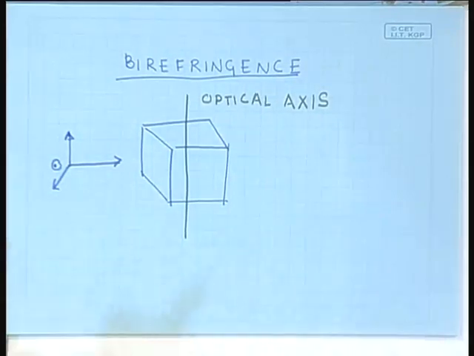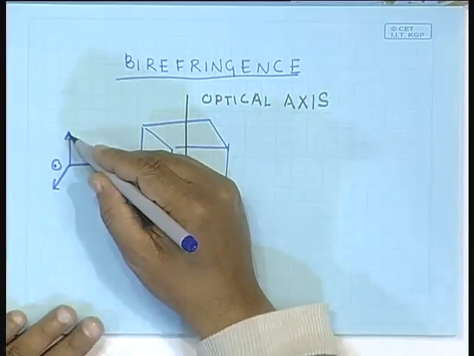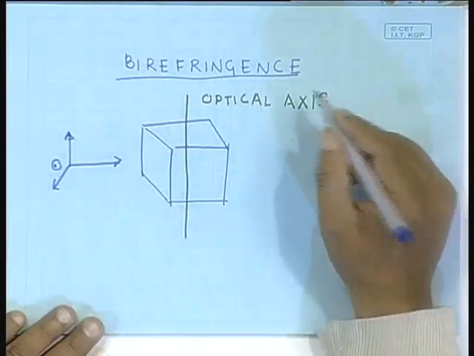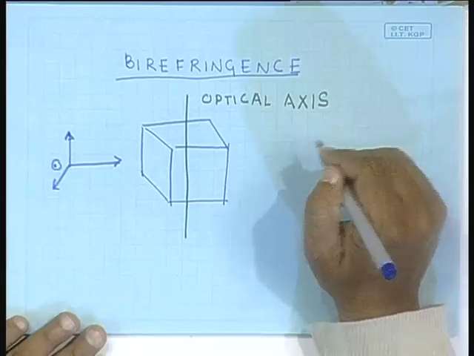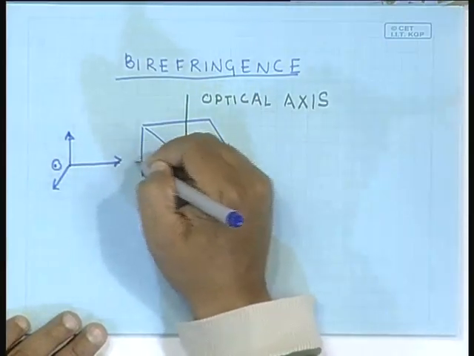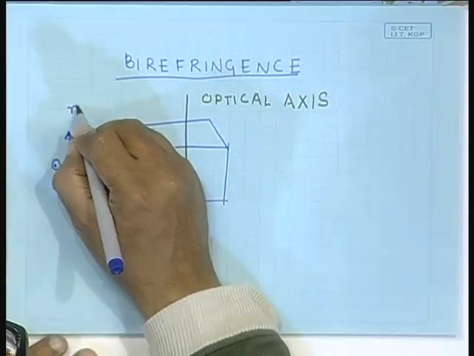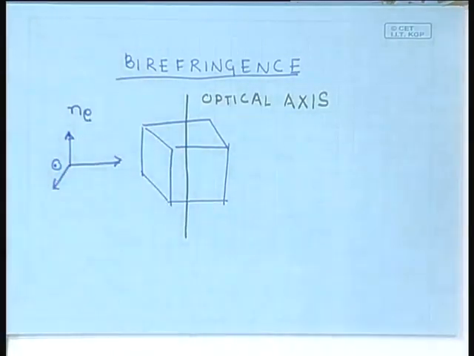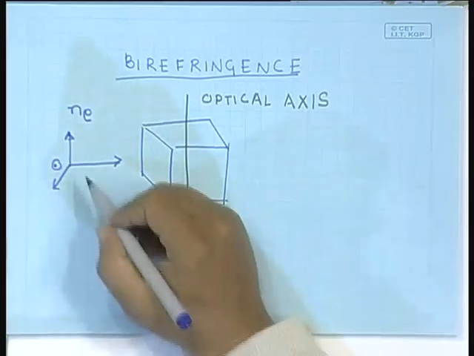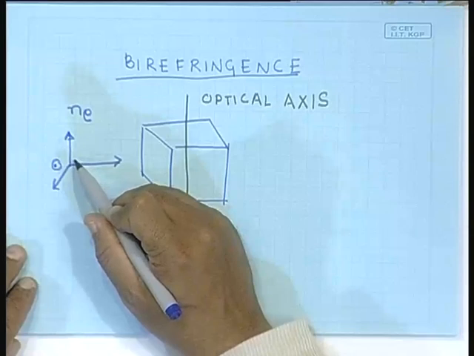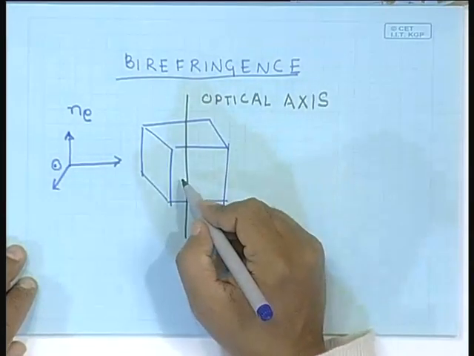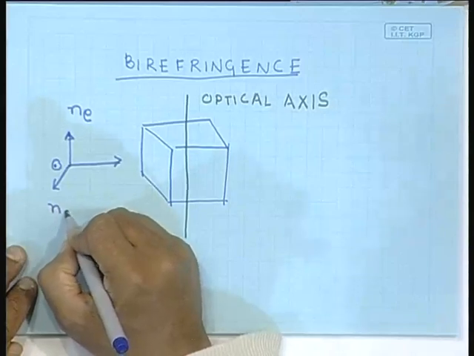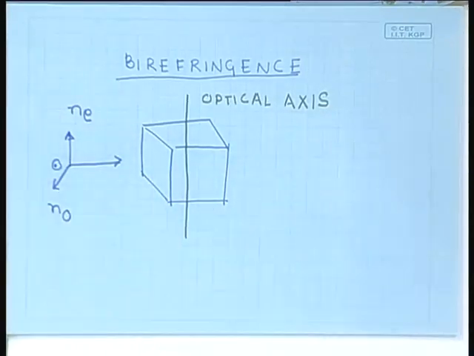Now, it is the property of birefringent materials that the refractive index depends on the direction of the electric field. So, when the component of the electric field is aligned with the optical axis, this particular ray of light or wave, whatever you call it, is going to experience a refractive index Ne, the extraordinary refractive index. When the light is polarized, when the electric field is perpendicular to the optical axis, it is going to experience a refractive index No, the ordinary refractive index.